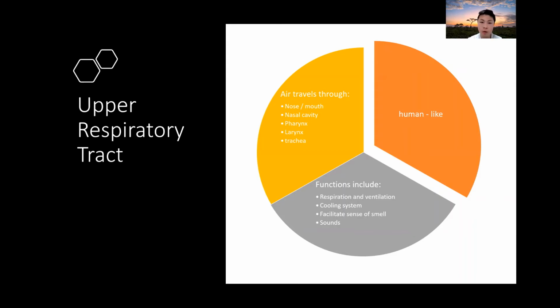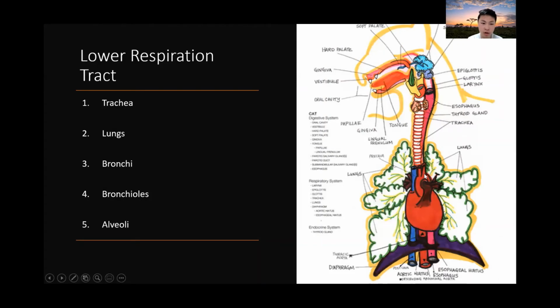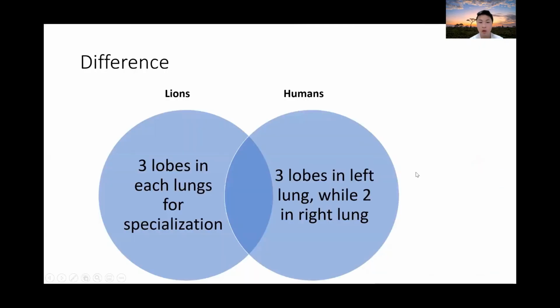So air travels through the nose and the mouth, through the nasal cavity, into the pharynx and larynx, and down into the trachea. And in the lower respiratory tract, there's the trachea, lungs, bronchi, bronchioles, and alveoli. The only major difference in the respiratory system is that in lions, there are 3 lobes in each lung for specialization. In humans, there are 3 lobes in the left lung, while there are only 2 in the right lung. This is because the heart lies to the left side of your body, taking up space in your left lung.